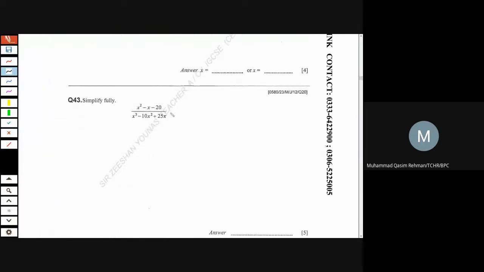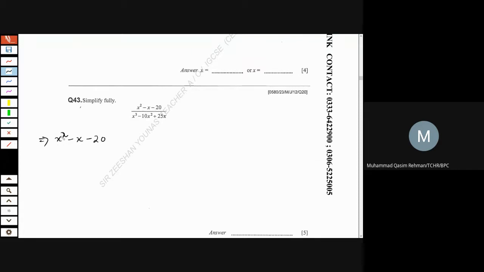Okay, how many terms do I have in the numerator? Now this is simplify fully. Definitely, we will be able to simplify it once it's in a factor form. So let's just talk about the numerator first. So x squared minus x minus 20. How many terms do we have? Three. Is this a quadratic or non-quadratic? No, this is quadratic. What is the maximum power of x here? 2. So this is a quadratic.